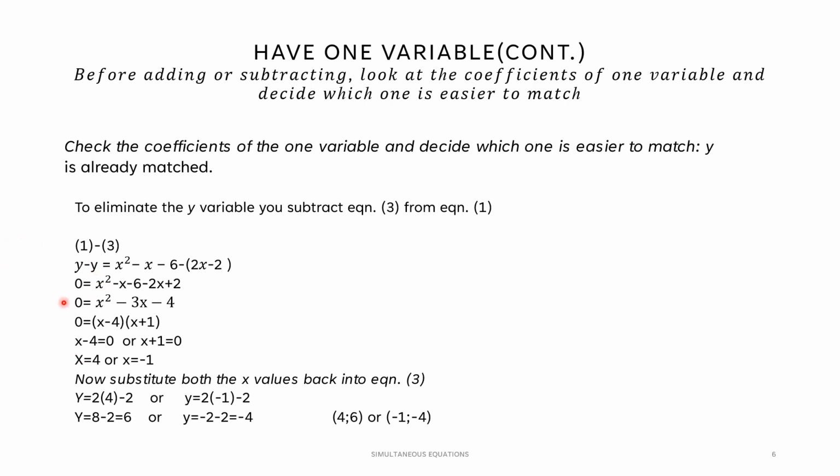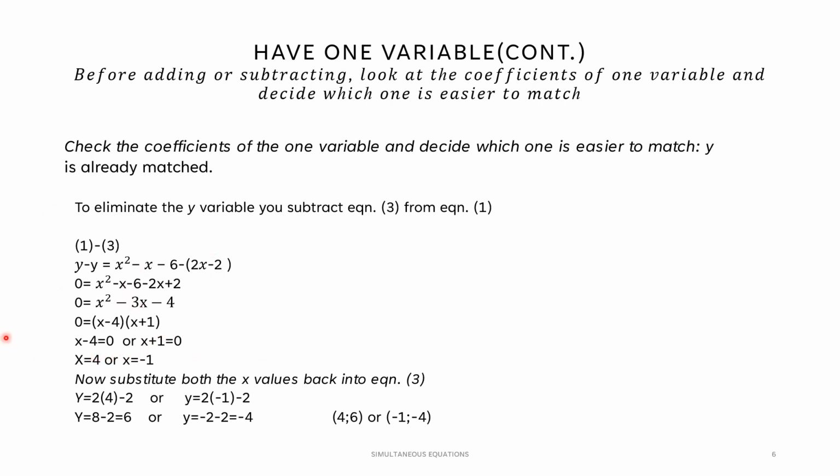Now when we have it there, it will be 0 equals x squared minus x minus 6 minus 2x plus 2. Simplifying that will leave us with 0 equals x squared minus 3x minus 4. Now the next thing to do then is to factorize. When we factorize here, we will have x minus 4 and x plus 1. The factors of minus 4 are negative 4 and positive 1. That will give us a negative 3.